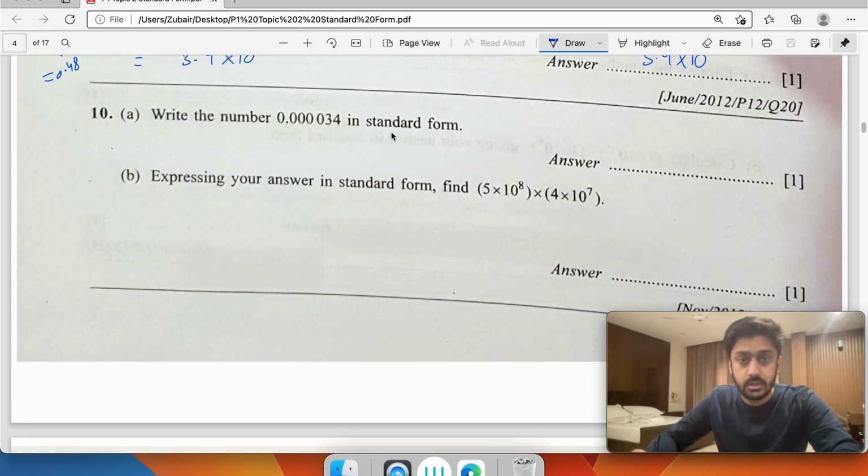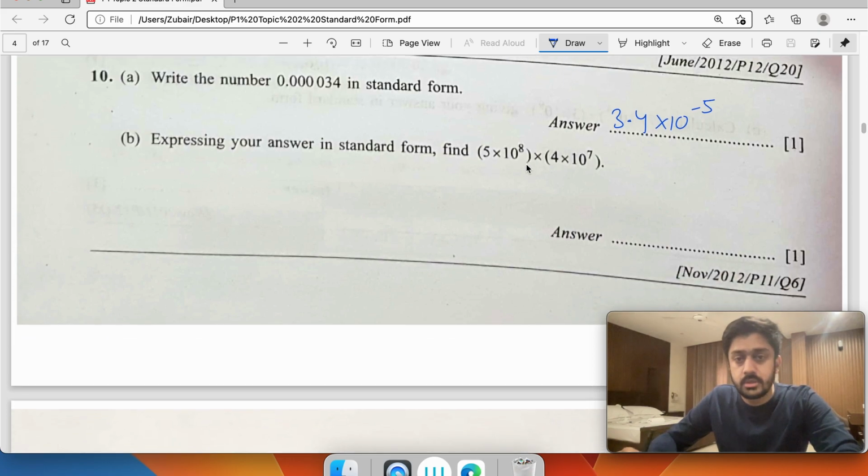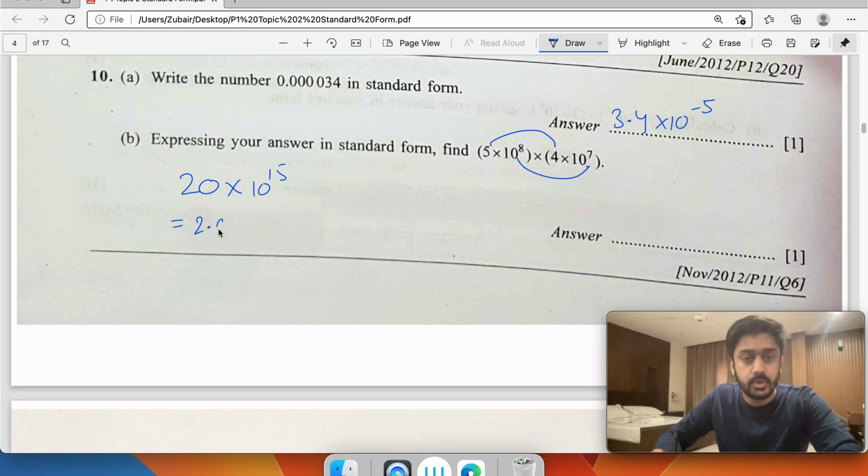Write the number in standard form. 3.4, count them, 1, 2, 3, 4, 5, times 10 raised to power minus 5. Express your answer in standard form. 5 times 4 is 20, bases same so powers add, 10 raised to power 15, so 2.0 times 10 raised to power, you decrease from here, then you increase on the other side. 2.0 times 10 raised to power 16.